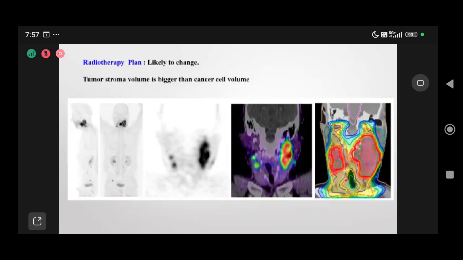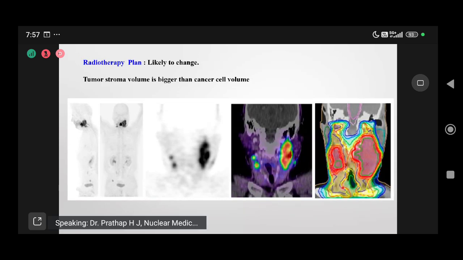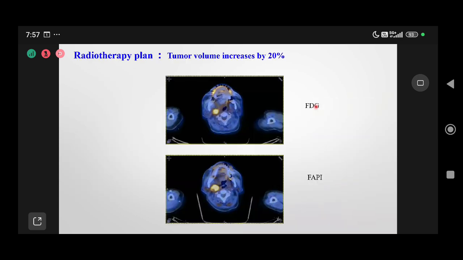And what about the RT planning? Definitely RT planning is likely to change with this FAPI, because in FAPI we do not just image the cancer cell, we also image the surrounding fibroblasts. If we see head to head, we have noticed it gives about 20% more volume with imaging with the FAPI PET CT scan. Definitely this is the FDG PET CT scan, this is the FAPI PET CT scan.